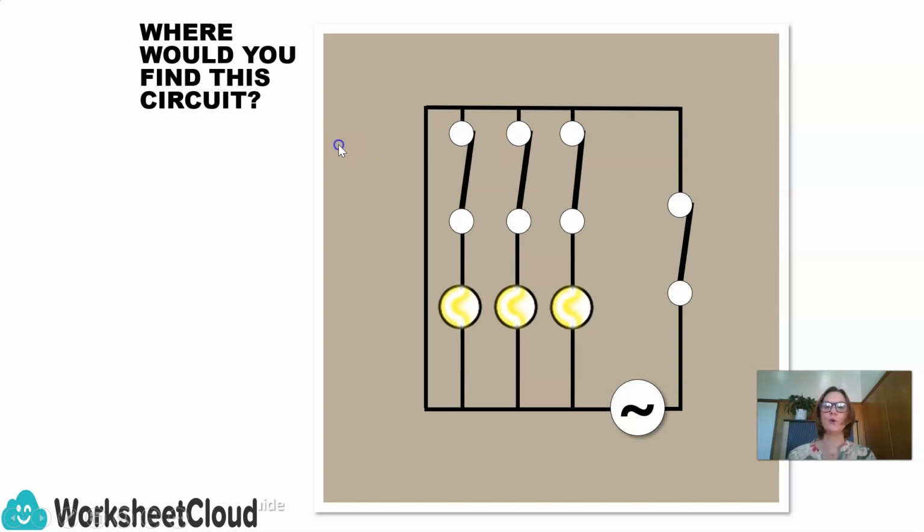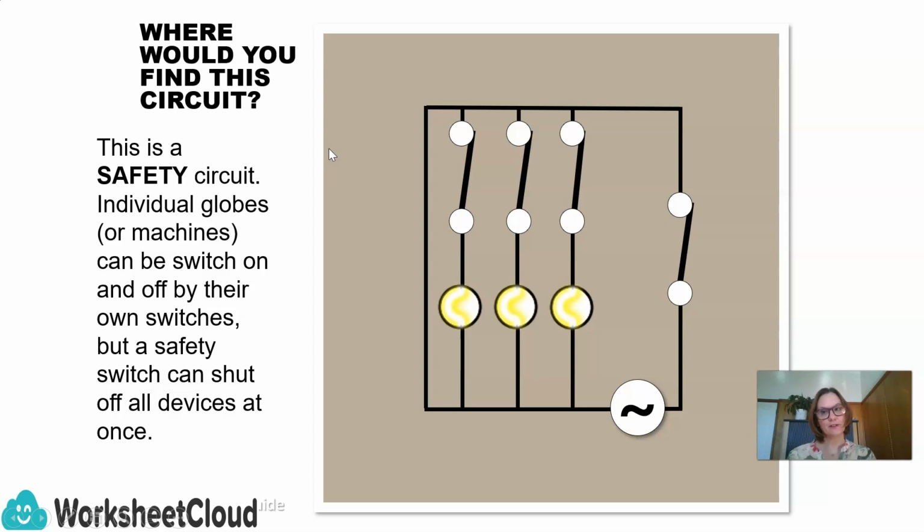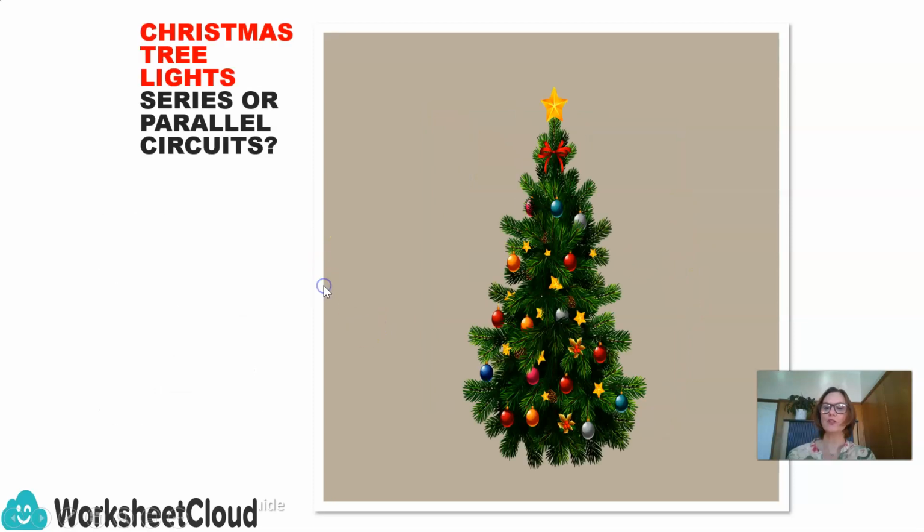What do you think this is called? This is a safety circuit. Individual globes or machines can switch on and off by their own switches, but a safety switch can shut off all the devices at once, and that would be our safety switch.